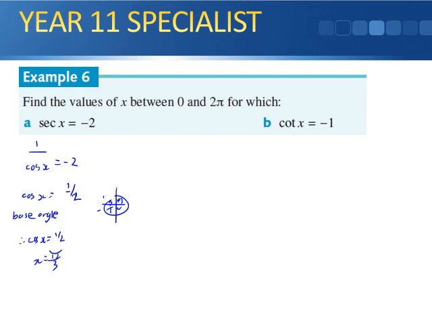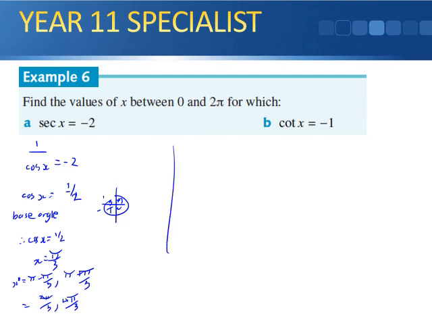That's my base angle. x will equal pi minus pi on 3 to get to the second quadrant, and pi plus pi on 3 to get to the third quadrant, which means I have 2 pi on 3 and 4 pi on 3.